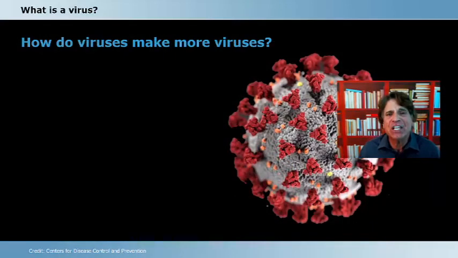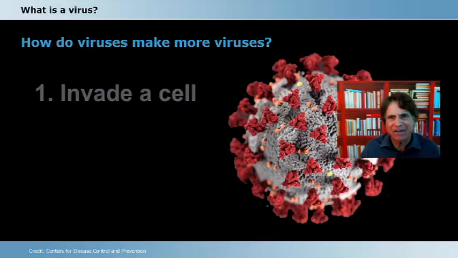And they do this in a process called replication. I mentioned reproduction before, where a cell makes copies of itself. Well, viruses make more viruses by replication. They hijack a cell's life processes so that the cell then makes more viruses. How does that happen? Well, let's take a look at that.